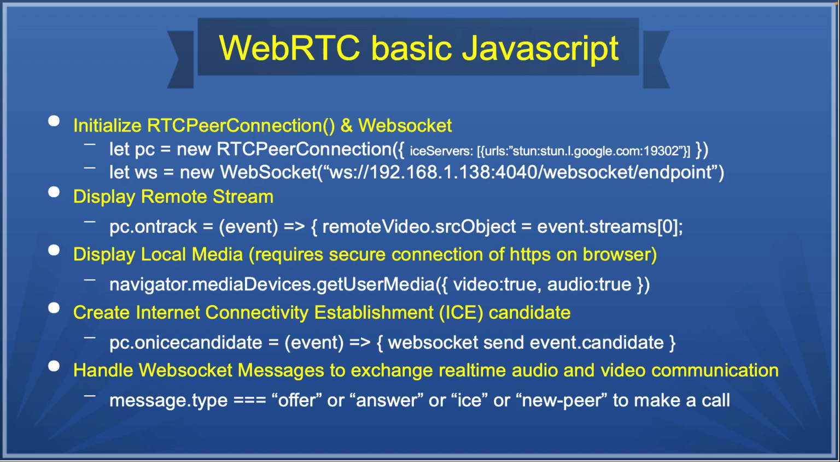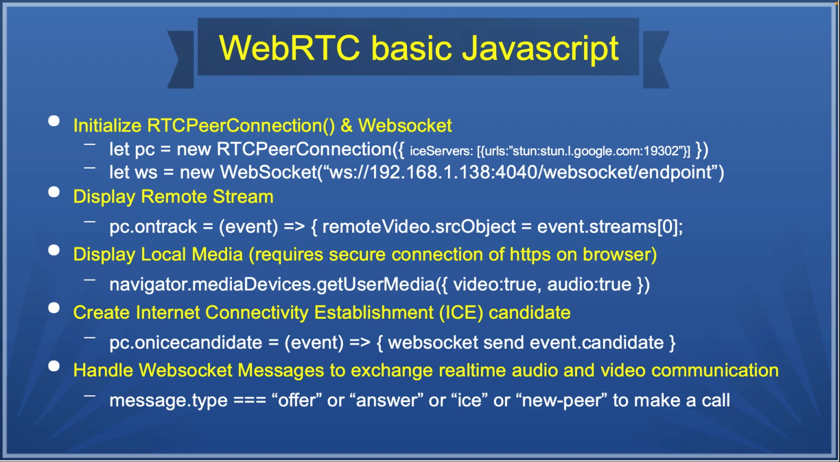First of all, initialize the RTC peer connection and WebSocket. Let pc be a new RTCPeerConnection, and put in there an ICE server, usually provided by Google. The second one is WebSocket, new WebSocket, which is your local WebSocket IP address.